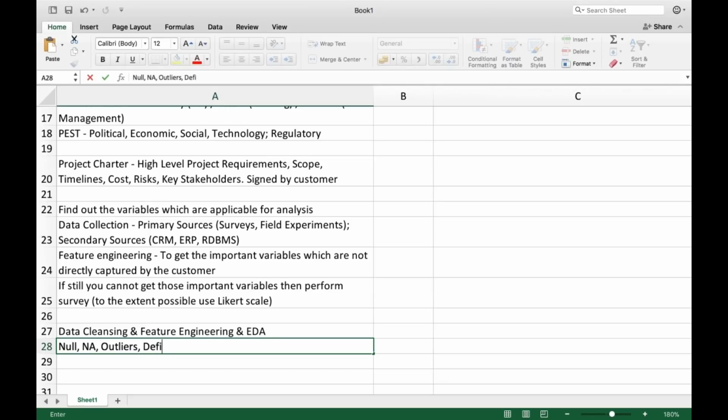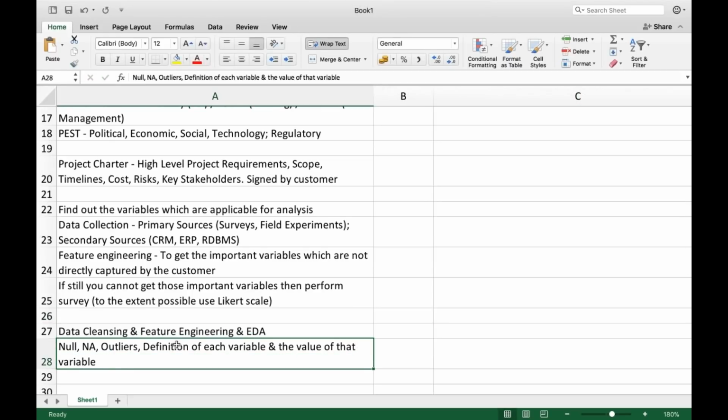Of course, the definition of each variable and the values of that variable should be extremely, extremely clear. There is one column which has, say, numbers such as 1, 2, 3, 4. Okay, and 1, 2, 3, 4 are the numbers which are getting repeated in that column. What is the name of that column? What does that mean? What does 1 mean? What does 2 mean? What does 3 and what does 4 mean?